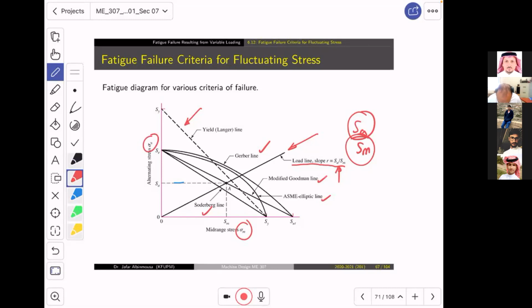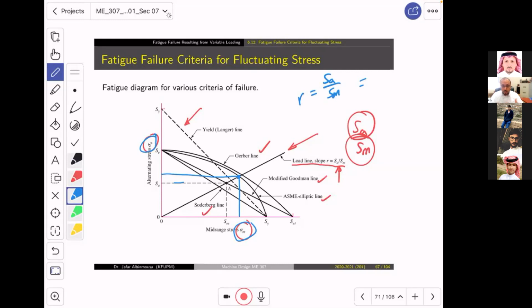For example, if we notice this point, this is the point between the elliptical equation and the load line. And the intersection with SA, which is sigma A, and sigma M, is this line. So if I take the equation R equals SA over SM, and I equate it with the elliptical equation, I can solve the equation for X, and I then substitute it to find Y. These two coordinates are the intersections.